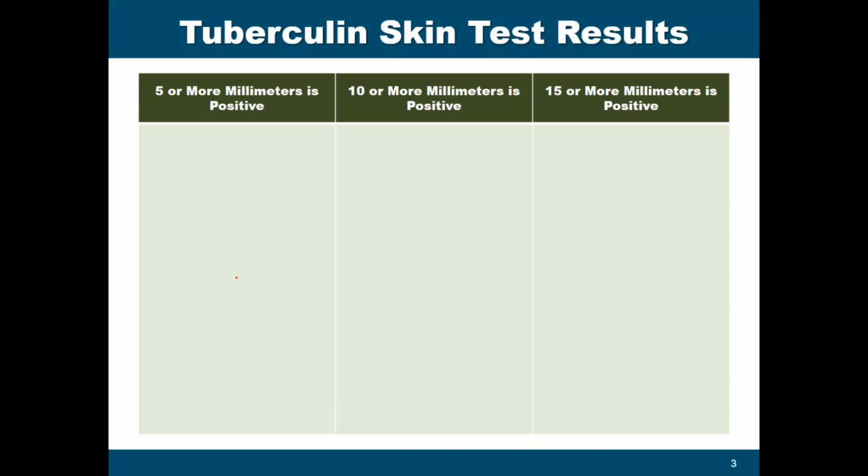So you have the first column, the second column, and the third column. What we will be doing is just going over the groups of patients that you need to consider in terms of using the different parameters, which are 5 or more millimeters, 10 or more millimeters, and 15 or more millimeters. The importance of this is when you take the NCLEX, you want to make sure that you know the risk factor of the patient, the background or history, so that you use the right parameter when you are interpreting the result of the skin test.